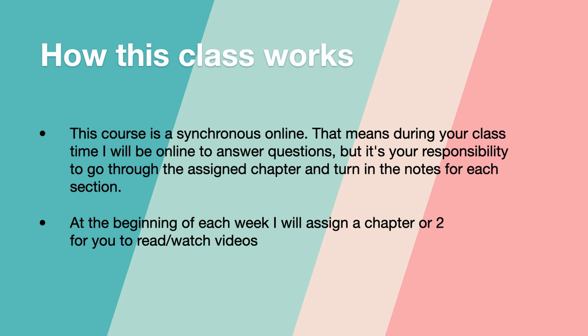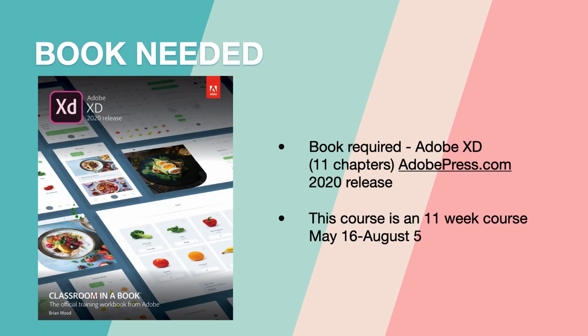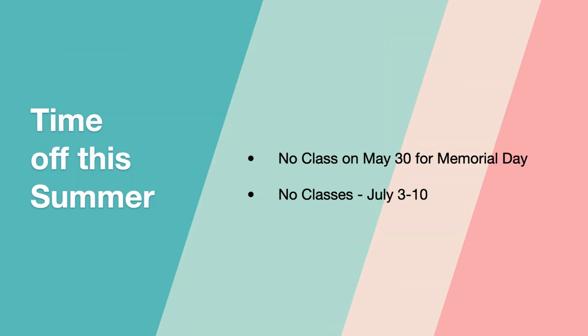or in person. At the beginning of each week, I will assign a chapter or two for you to read and watch the videos, much like computer graphics. Here's the book that you will need to complete this course, and the course is 11 weeks from May 16th to August 5th. You can feel free to buy this book online as a web version only, or go to the bookstore and get the printed one. Time off this summer will be on May 30th for Memorial Day, and no classes for the 4th of July holiday, running July 3rd through July 10th.